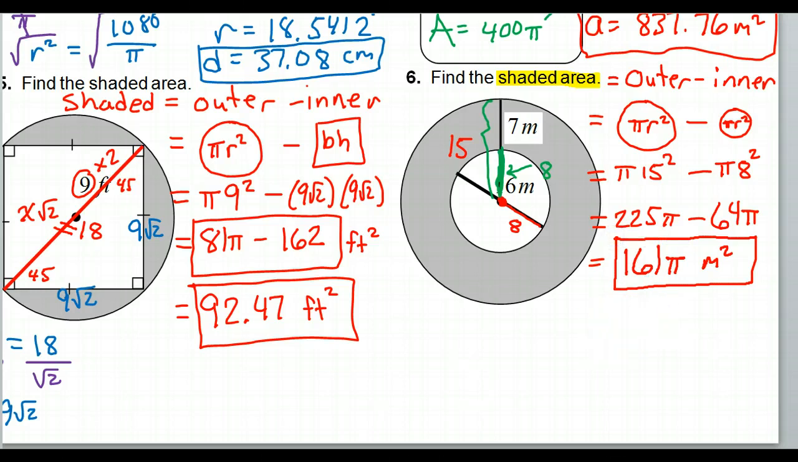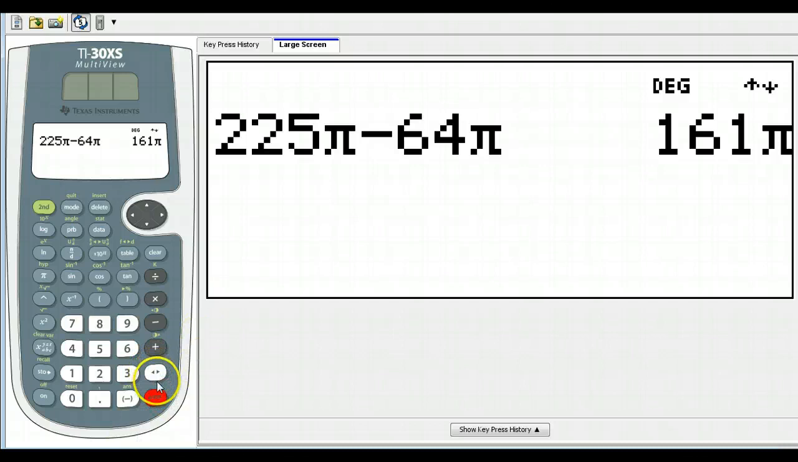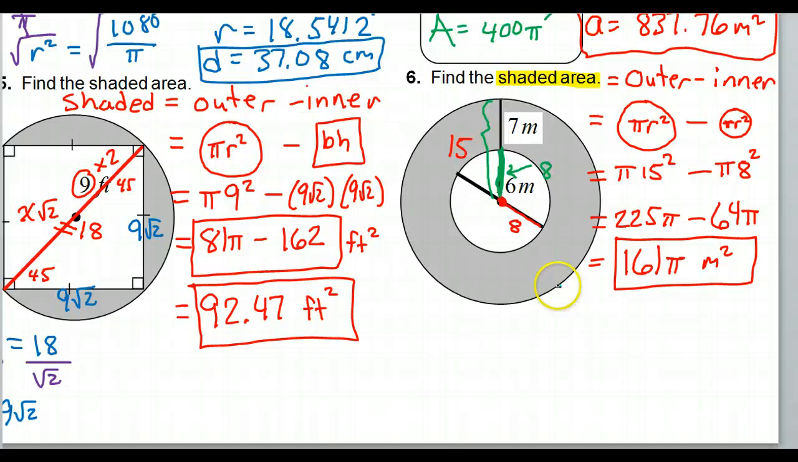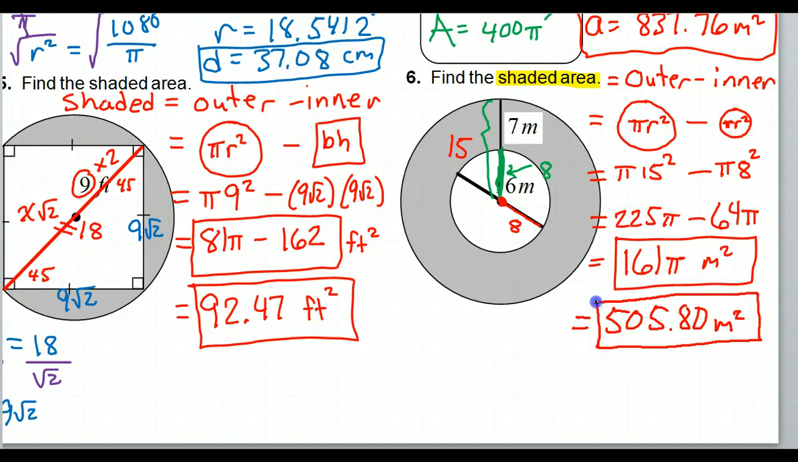Of course, then we can go ahead and get a decimal approximation using the toggle button. So 505.79 would have to round up to 80. So 505.80. So that is how you find the area between two shapes. You just take the area of the outer shape and subtract the area of the inner shape. Use your picture equations to help you keep your work organized.